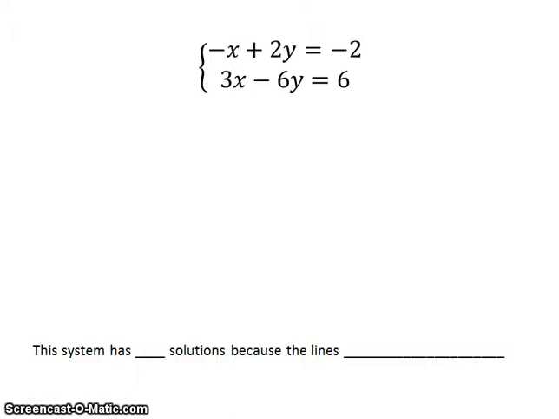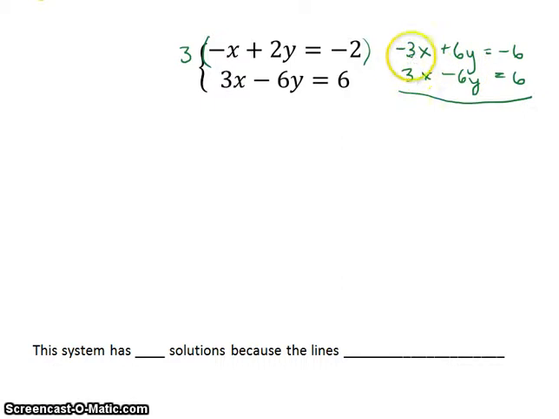Let's look at this example here. I'm going to multiply the top equation by 3 because that'll give me a negative 3x and that'll cancel with the 3x. I'm going to rewrite them over here. So negative 3x plus 6y is equal to negative 6, and 3x, rewriting the bottom equation. Negative 3 plus 3, and I'm going to add them together because the signs are opposite. Negative 3 plus 3 is 0. 6 minus 6 is 0. Is equal to negative 6 plus 6 is 0.